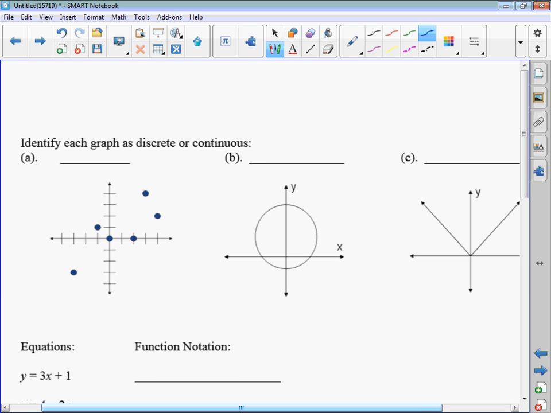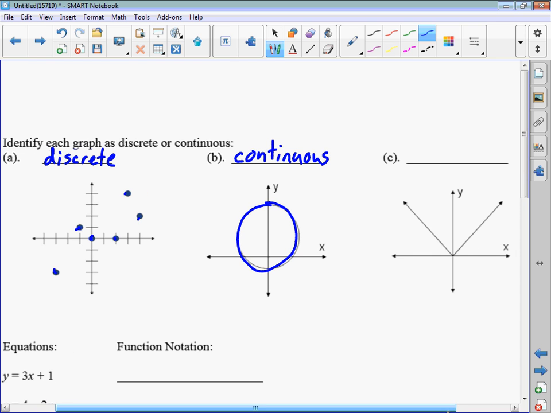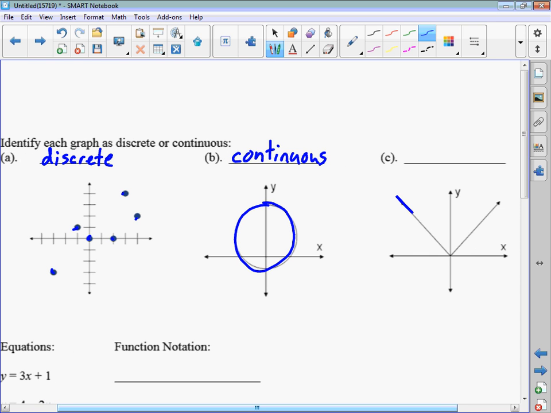Okay, looking here, these points are not connected. Not connected means discrete. Looking at B, we have a circle, which means that the shape has to be connected all the way through. That means that it is continuous. And on this last one here, our lines connect. That makes it continuous.